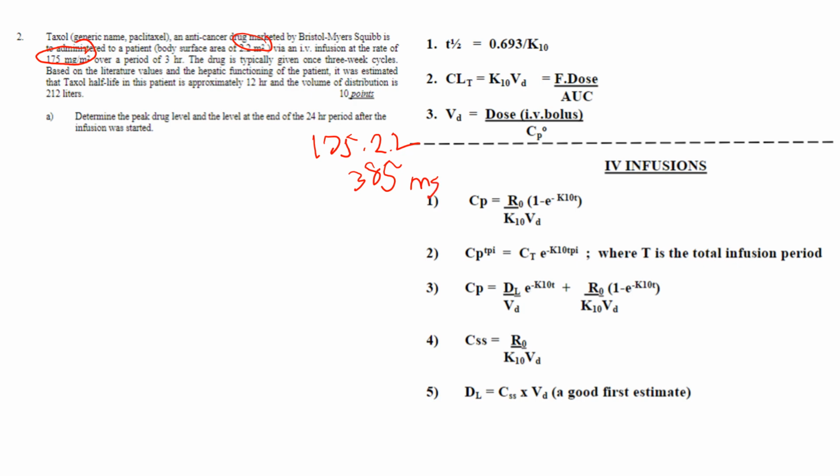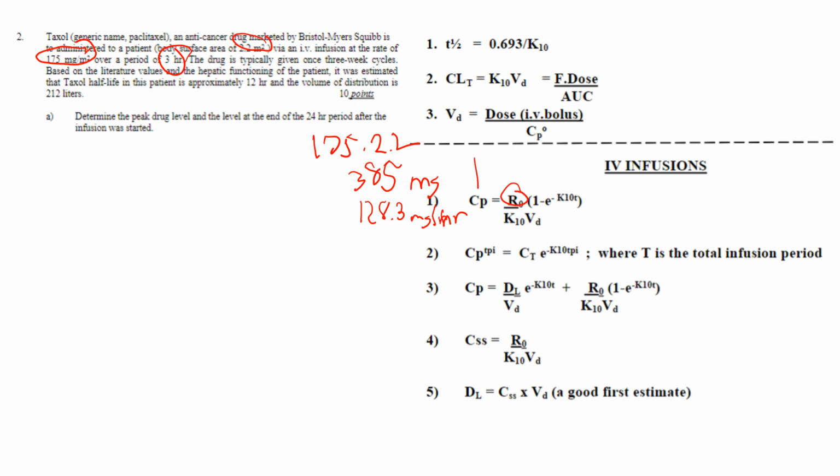But this is kind of like a bolus dose, right? This isn't what we're gonna infuse. We're gonna infuse this over the period of 3 hours. So this 385 milligram is great, but it's not our R0, which is what we need right here. So what we need to do is divide that 385 by 3, and now we get 128.3 milligrams per hour.